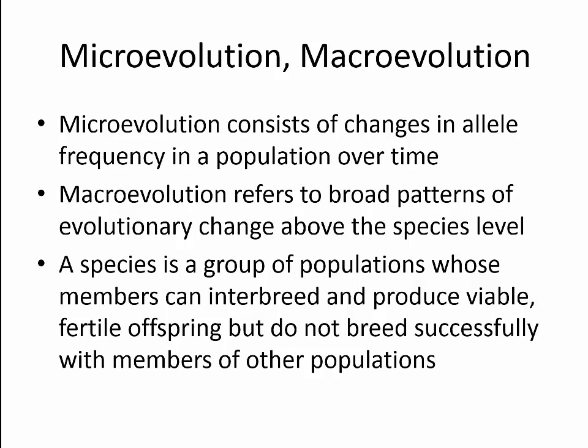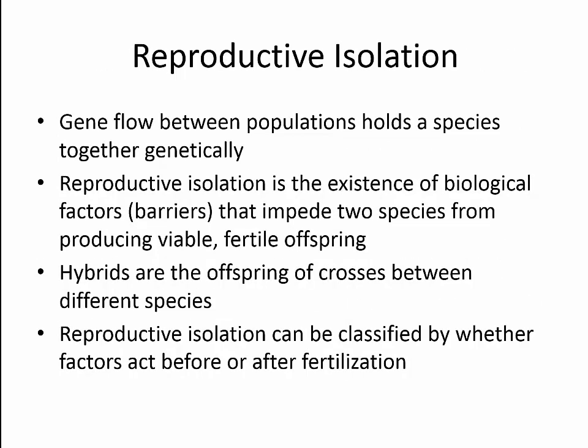But what is a species? A species is a group of populations whose members can interbreed and produce viable, fertile offspring, but do not breed successfully with members of other populations. And that brings us to reproductive isolation. So gene flow between populations holds the species together genetically.